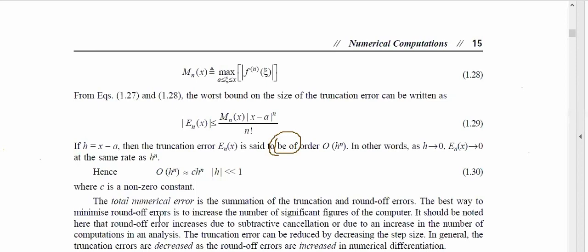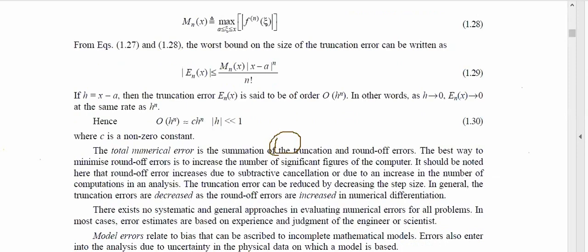The total numerical error is the summation of the truncation and round off errors. The best way to minimize round off errors is to increase the number of significant figures of the computer. It should be noted here that round off error increases due to subtractive cancellation or due to increase in the number of computations in the analysis. The truncation error can be reduced by decreasing the step size. In general, the truncation errors are decreased as the round off errors are increased in numerical differentiation.